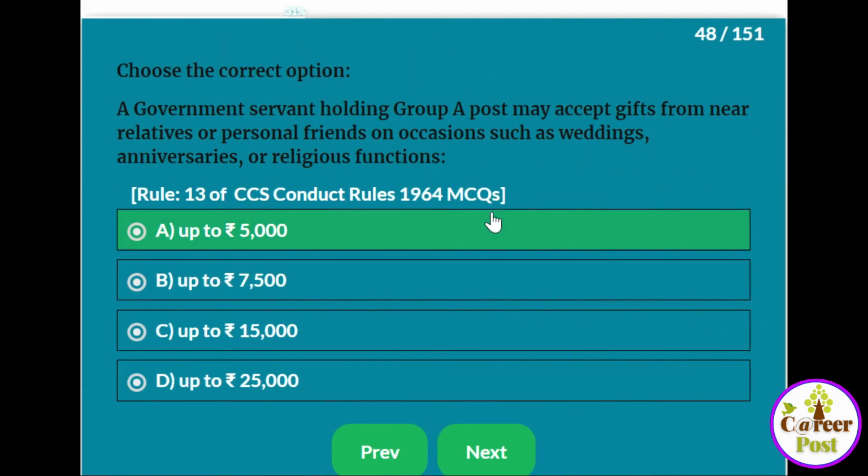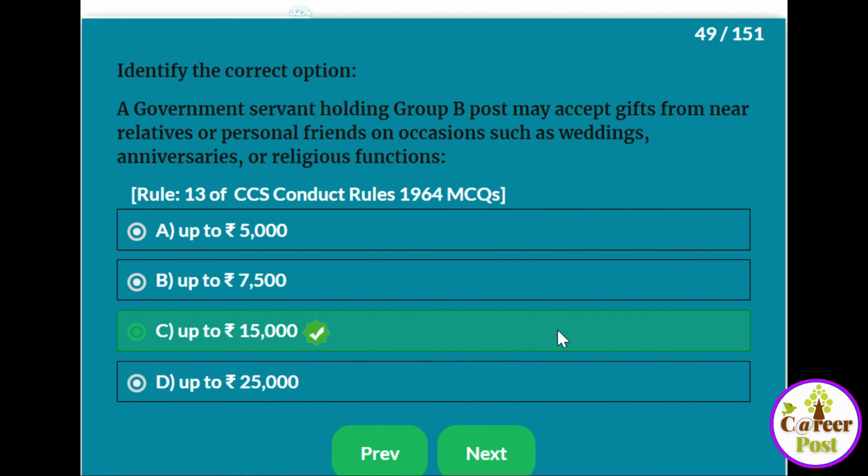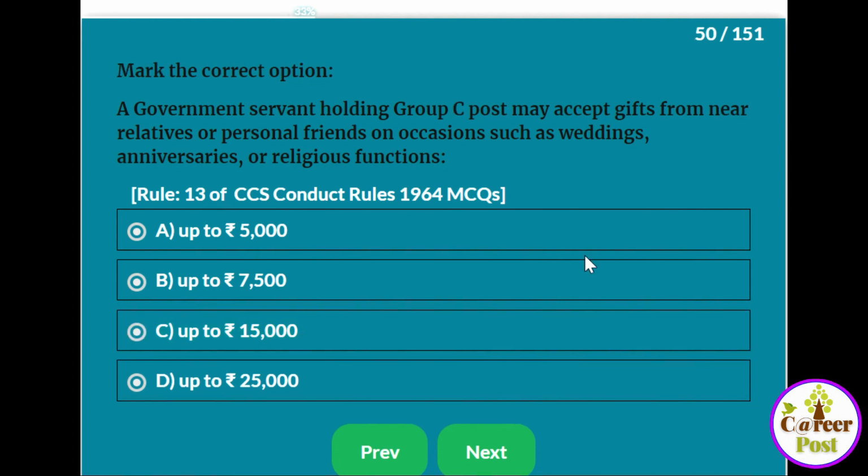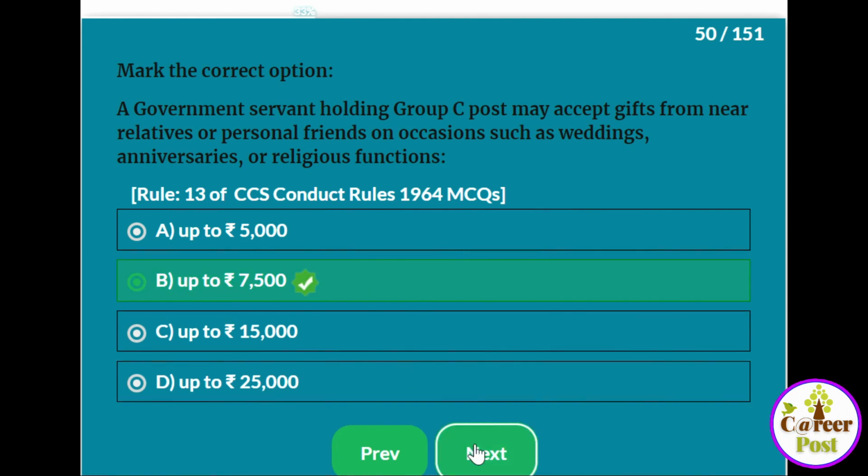Choose the correct option. A government servant holding Group A post may accept gifts from near relatives or personal friends on occasions such as weddings, anniversaries or religious functions. In such a case, what is the amount that a person can accept as gift: up to 5,000, 7,500, 15,000 or 25,000? The answer is, for Group A it is 25,000. For a Group B post, it is 15,000. For a Group C post, it is 7,500.